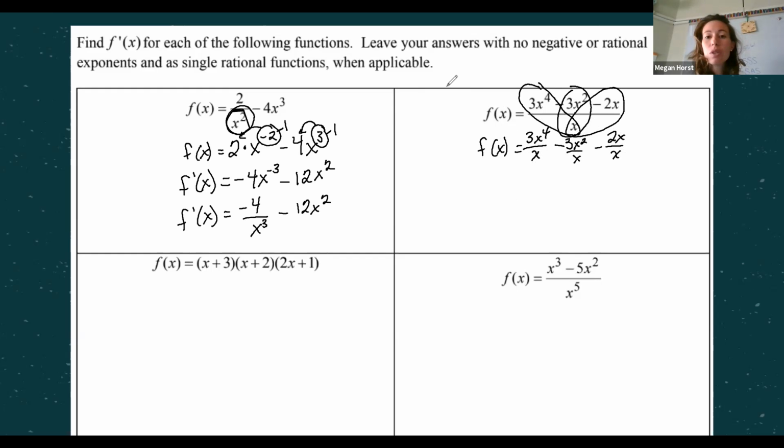And now what I'm going to do is cancel some things out. So I have an x in the denominator. That's going to decrease this to an exponent of 3. That will decrease this to an exponent of 1, and that will just completely get rid of that x term.